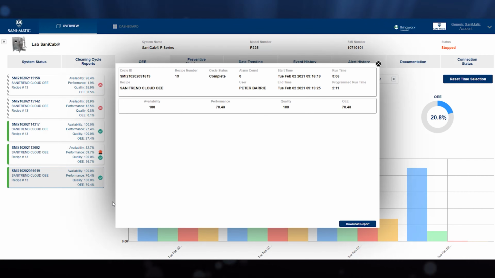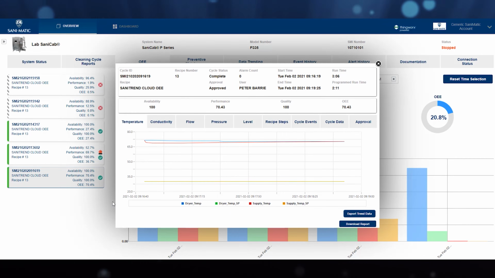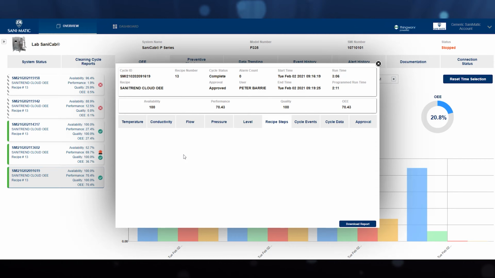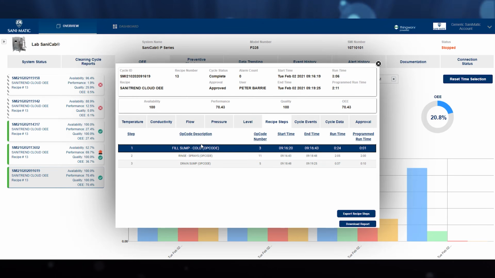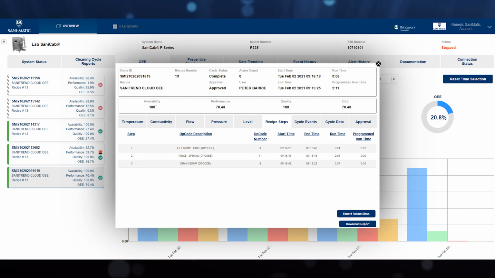So this one is that perfect cycle, right? So we can look at the cycle steps. We ran a water fill step, then we ran a rinse, then we ran a drain. So this is our optimal cycle. Our availability was 100. We weren't down for any alarms or stops or operator stops, things like that. Our quality is 100. We didn't abort. We didn't step through anything. This is our performance score, so it's at 70.